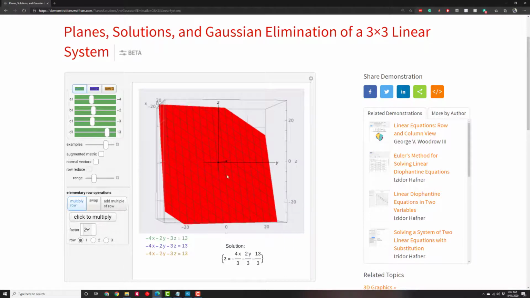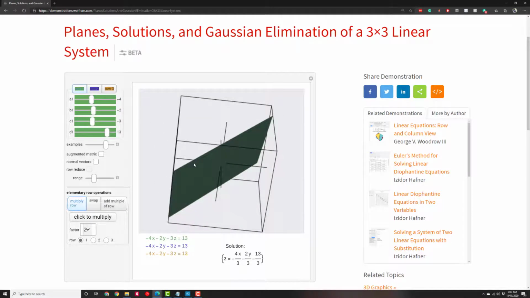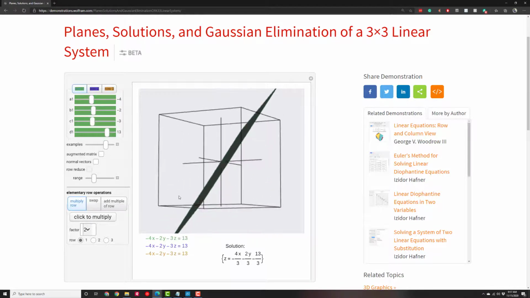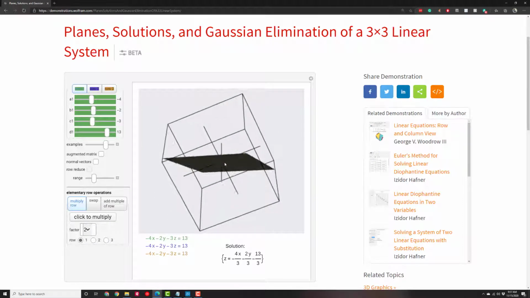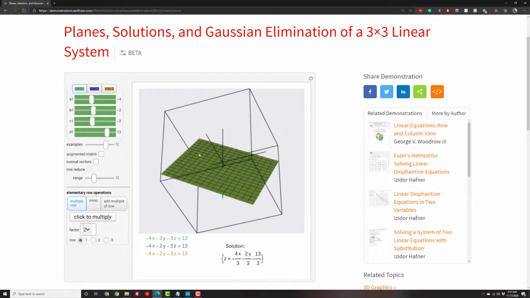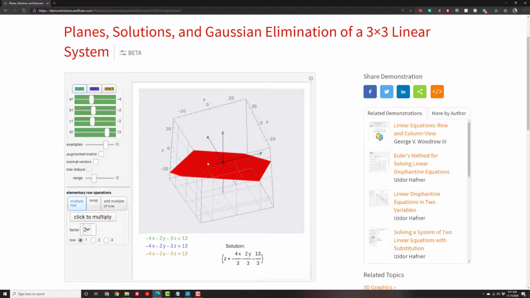And the very rare system in 3 dimensions is the one where all three equations are the same. So all three pieces of paper, or all three planes, lie on top of one another. There's an infinite number of solutions here because, well, they touch everywhere. All three planes touch everywhere.